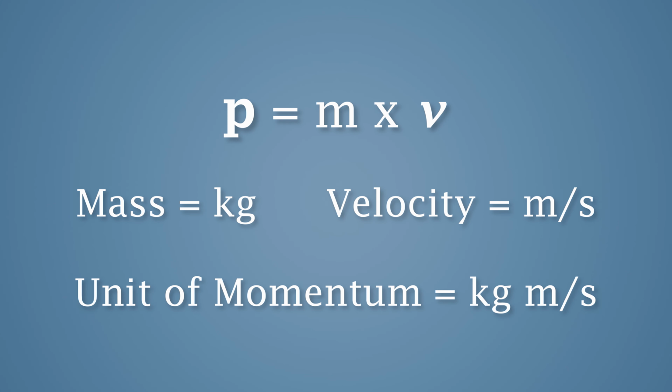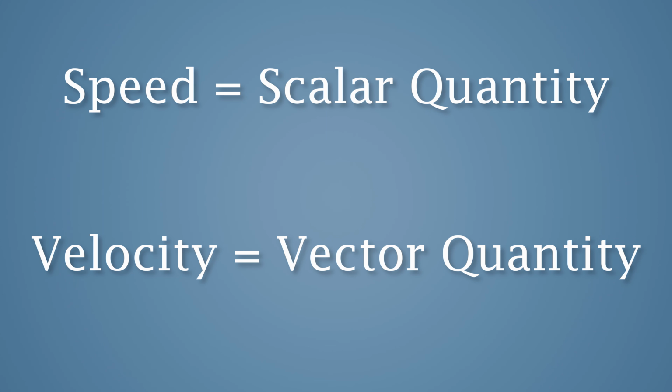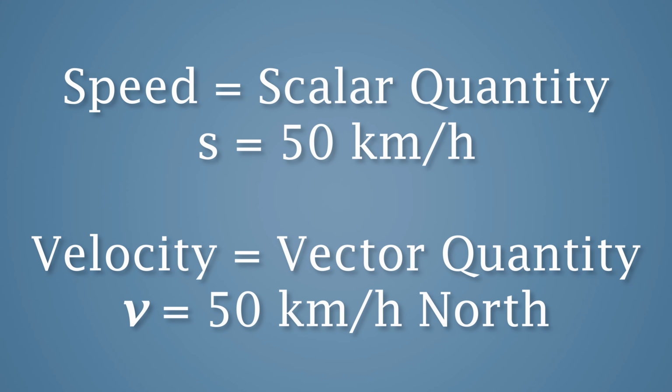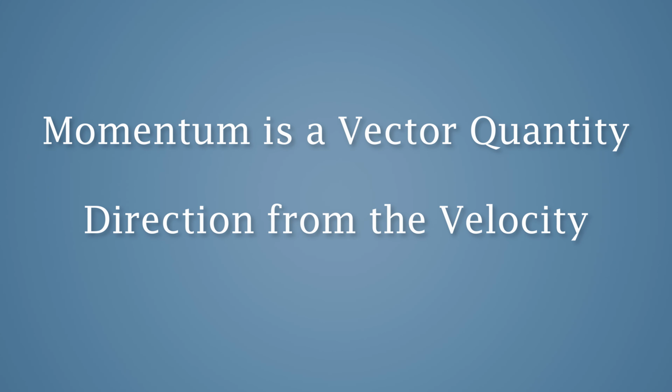As mass has units of kilogram and velocity has units of meters per second, it follows that the unit of momentum is kilogram meters per second. It is important to note that we are using velocity and not speed, as speed is a scalar quantity and has only magnitude, whereas velocity is a vector quantity that has magnitude and direction. For example, you could say the speed of the car is 50 kilometers per hour, but the velocity of the car is 50 kilometers per hour north. It follows then that momentum is a vector quantity that takes its direction from the velocity.